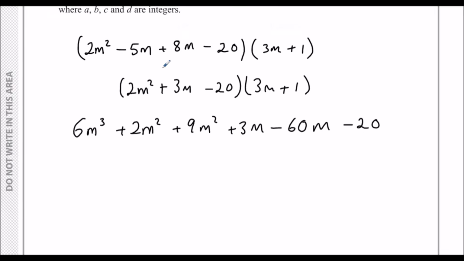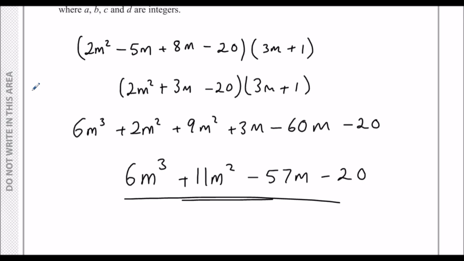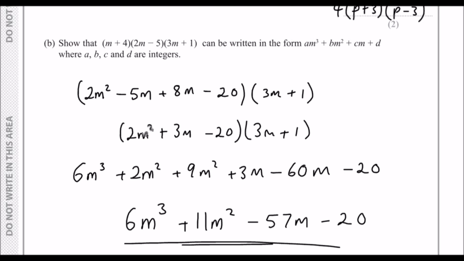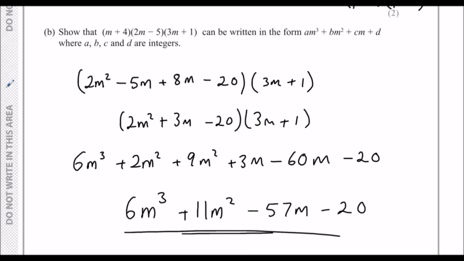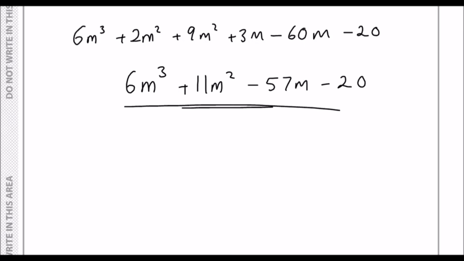So simplifying, collecting the like terms, I've only got one m cubed term. So I've got 6m cubed. I've got 2m squared plus 9m squared, which is 11m squared. I've got 3m minus 60m, which is minus 57m. And I've just got minus 20 on the end. So that is fully simplified. It's in the form we were asked to give it in. So that is our answer.